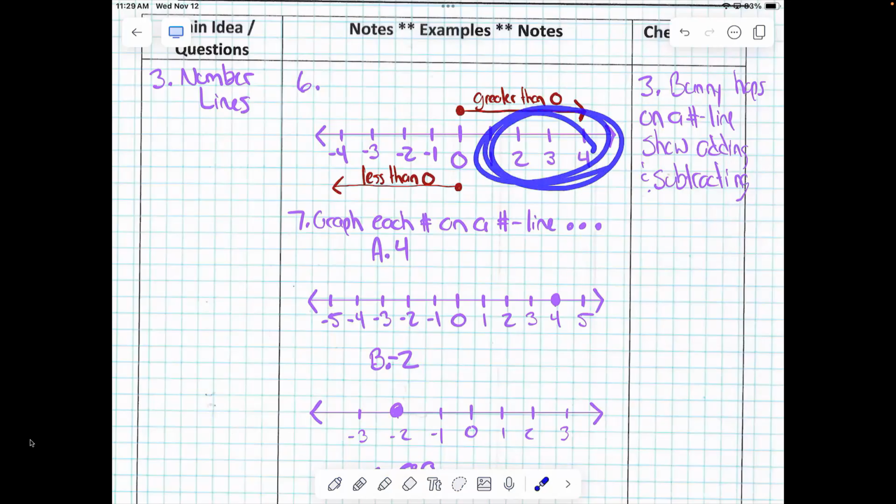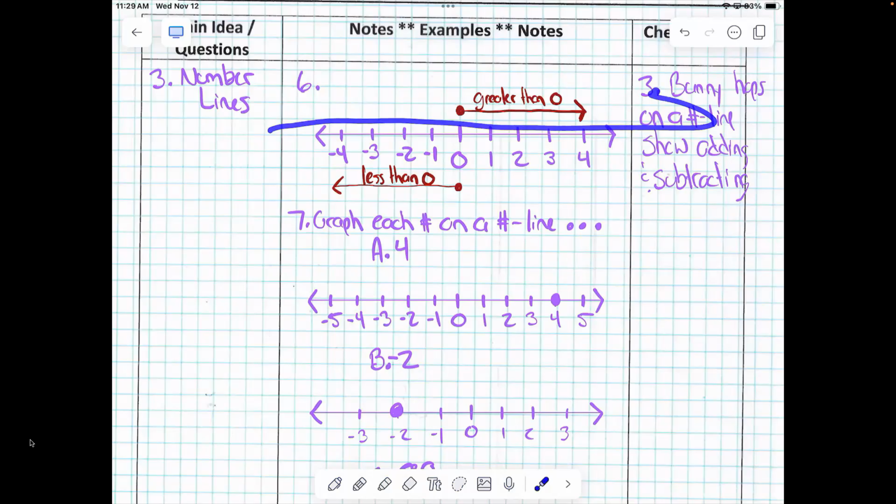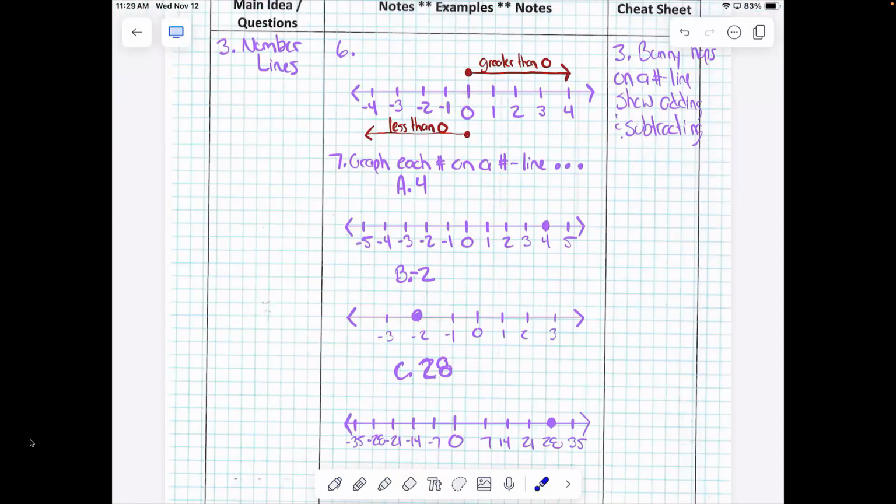If I have 4 tick marks on the right side, how many tick marks do I need on the left side? 4. When I go this way in a number line, what am I doing? Getting bigger. When I go this way in a number line, what am I doing? Getting smaller.